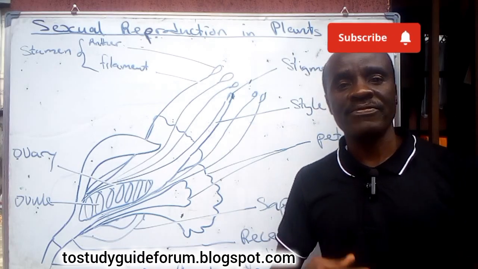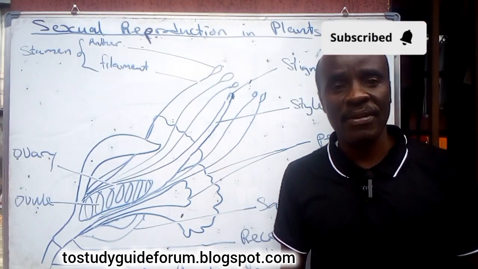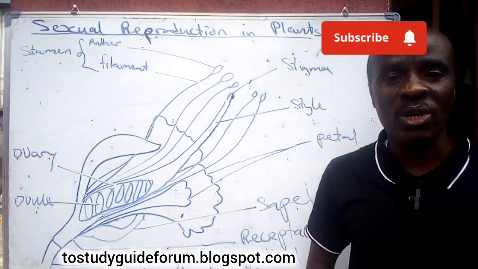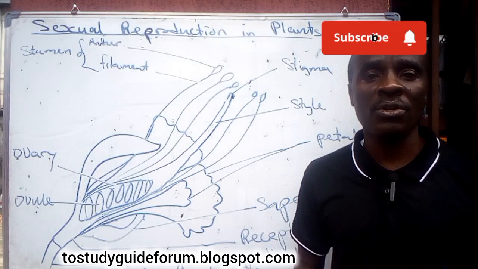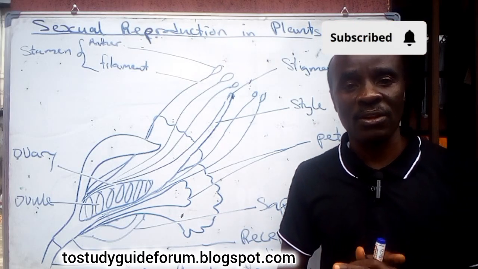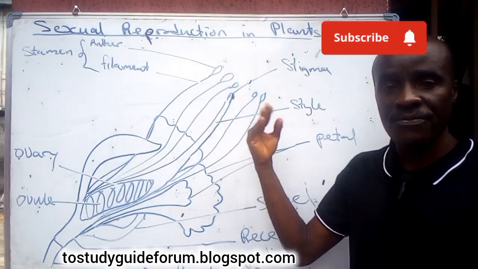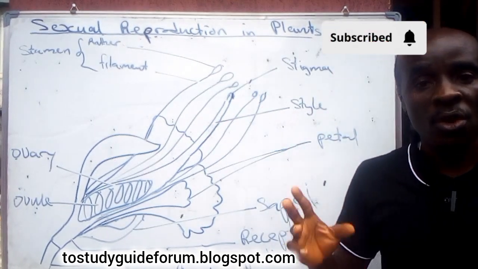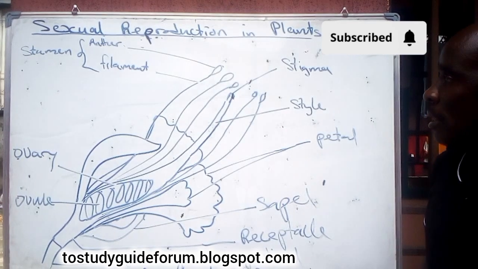So when we have the male only or the female only in a flower, we say those flowers are what? Incomplete flowers. They are incomplete because all the reproductive organs are not together. But when we have both the male and female in one flower, we call it what? Complete flower.